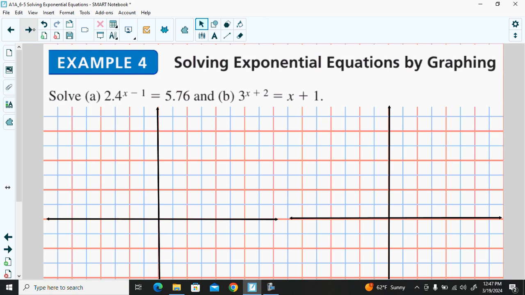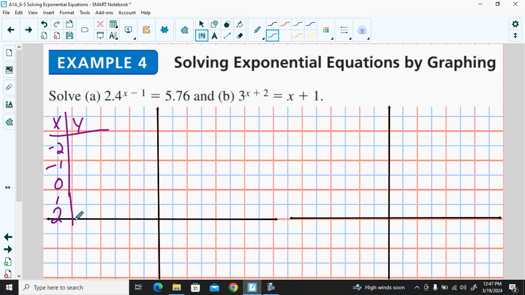All right, this first example, we have 2.4 to the x minus 1 equals 5.76. And like we said, it's impossible to write the bases the same, so we're going to graph each of these two equations. For the first equation, we're going to graph by making an xy chart. So we have x and y. We'll go with -2, -1, 0, 1, and 2, and we'll see if we need any more.